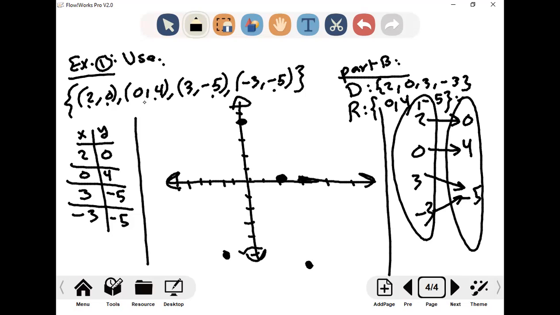Now in the check, you have the opposite idea. In this example, they gave me the ordered pairs, and they asked me to represent them and find the domain and the range. In the check, we'll do the opposite. We will find the ordered pairs from the graph or from the table or from the map.